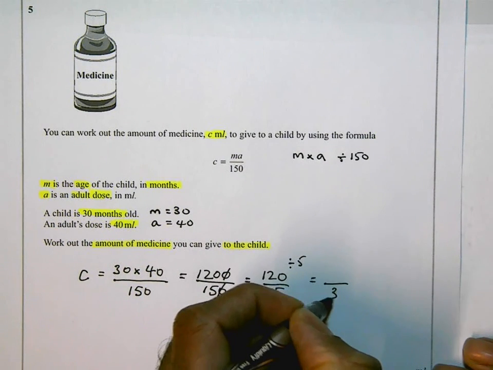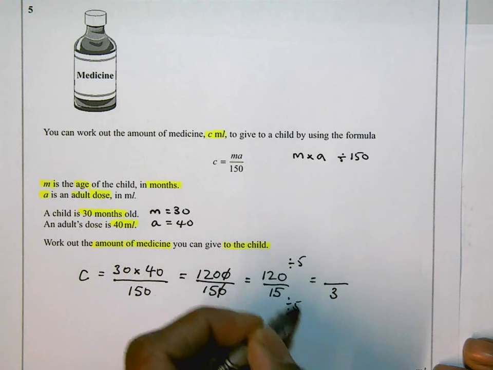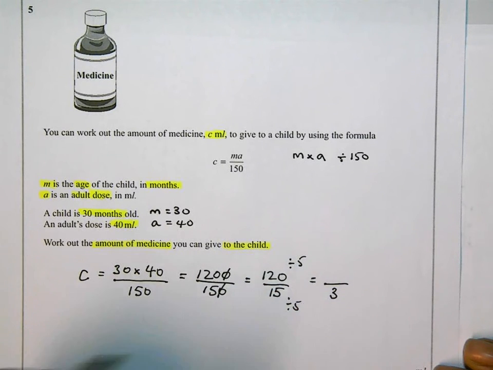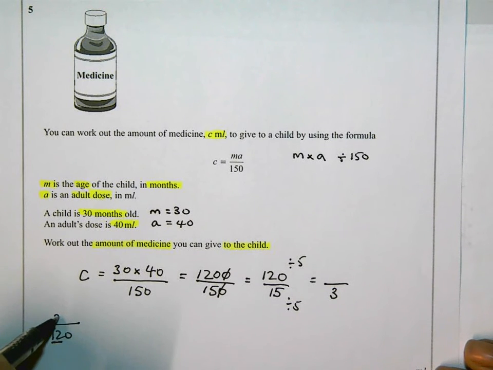What's 120 divided by 5? Well, I could use my bus stop method on the side here. 120 divided by 5. 5 goes into 1, none, can't do. 5 into 12 is 2, and the remainder is 2. 5 into 20 is 4. So 5 goes into 120 24 times.